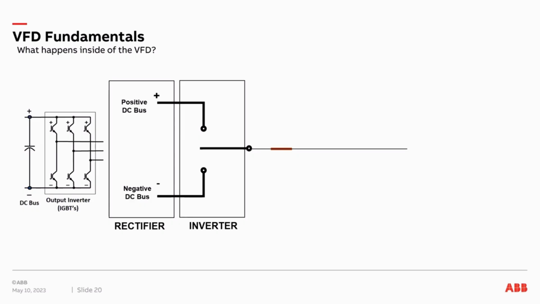So let's look at one phase. We have a positive DC bus. The high-speed switch turns on. The voltage applied to the output of the drive on that phase goes to full DC bus voltage. When the switch turns off, we go back to zero. When the switch turns on to the negative side, we get a negative voltage. When the switch turns off, we're back to zero. Now this wouldn't be much help by itself, but let's talk about what pulse width modulation is.